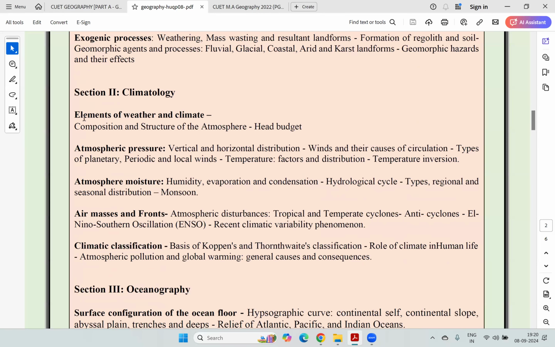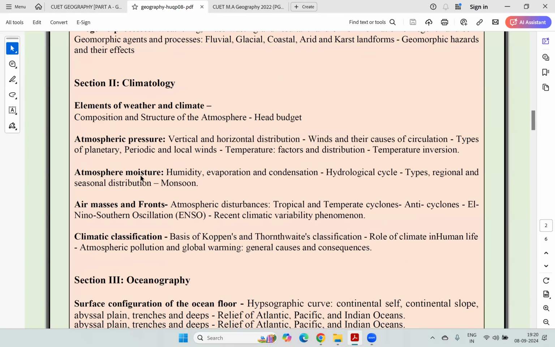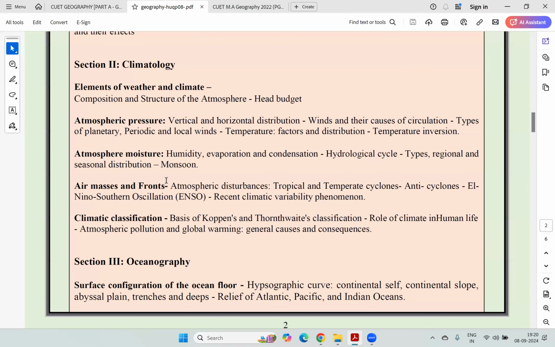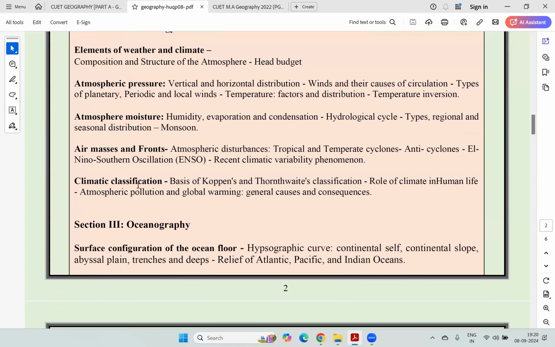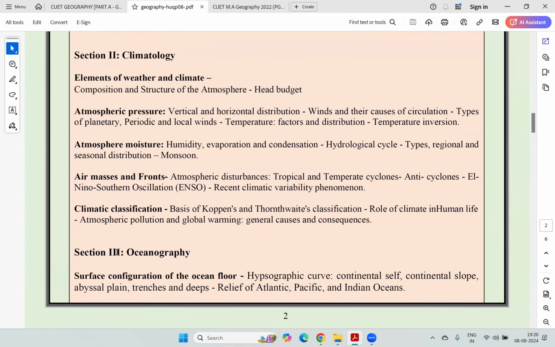Then you will have climatology, where you will have weather, pressure, elements of weather and climate, pressure, moisture, air masses, fronts, and climate classification.